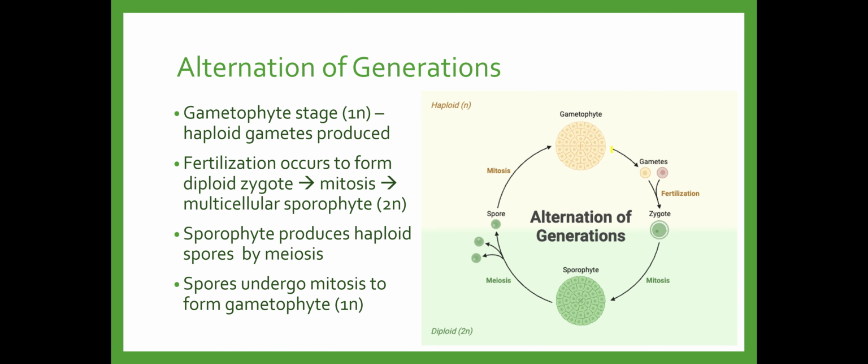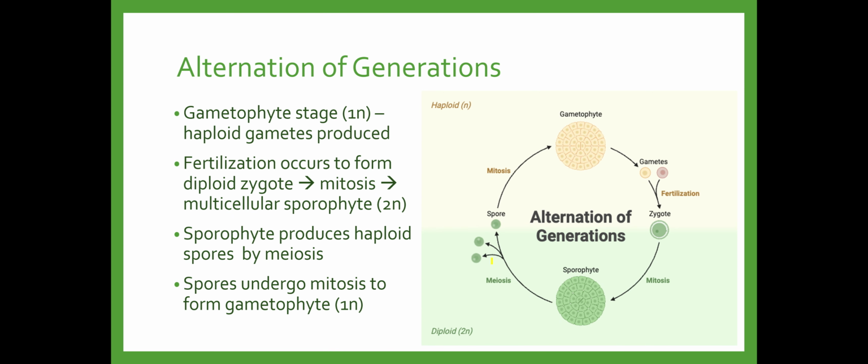And so this is going to happen through the process of mitosis. When those gametes fuse together, we have haploid plus haploid. That's going to produce a diploid zygote. So notice down here we're in the diploid stages. That zygote is going to undergo mitosis to produce the multicellular sporophyte, which is also diploid. Then that sporophyte will undergo meiosis. That's your chromosome dividing process. And so it's going to produce spores that are actually haploid.